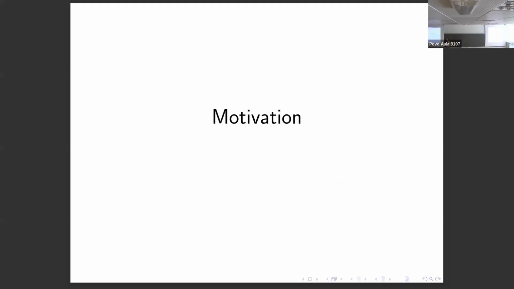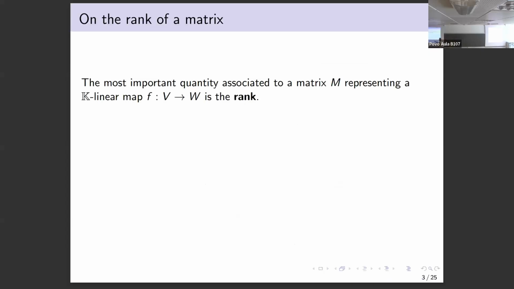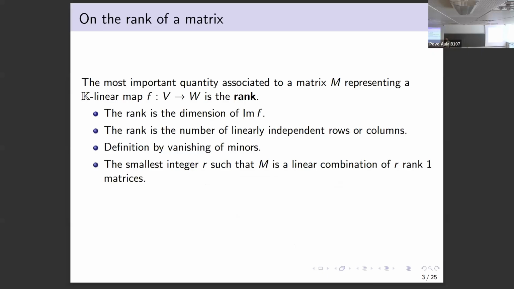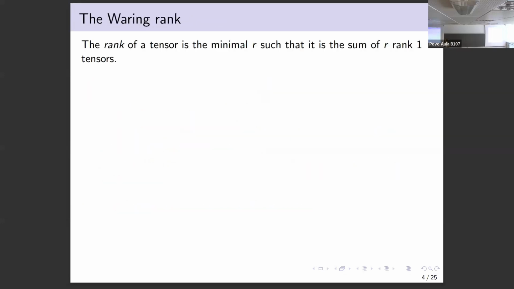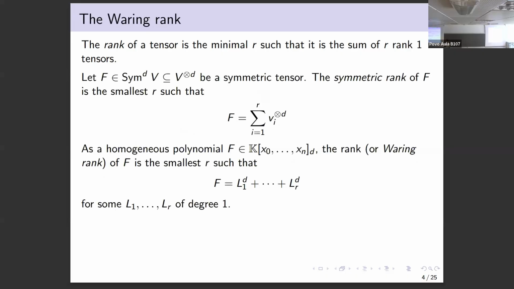Maybe I wanted to start a bit too low, but I will go very fast, because I wanted to start with the rank of a tensor. The rank of a tensor generalizes the rank of a matrix, but of the several equivalent notions of rank of a matrix, the one that works for multilinear algebra is the last one: the smallest integer r such that the tensor is a linear combination of r rank 1 tensors. And today we're interested in the symmetric setting.